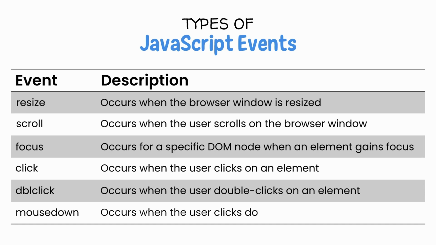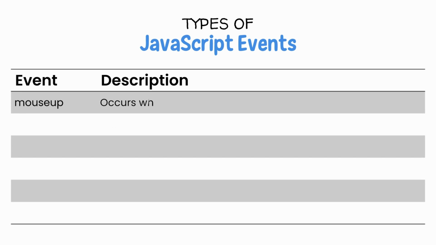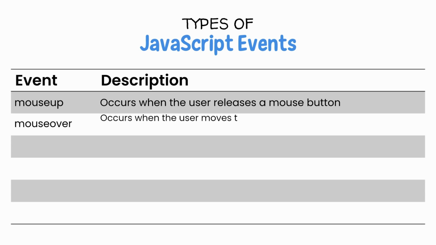Mouse down. It fires when the user clicks down on any mouse button. Mouse up. It fires when the user releases a mouse button. Mouse over. It fires when the user moves the cursor from outside an element to inside the element. We can say that it fires when we move the cursor over the element.